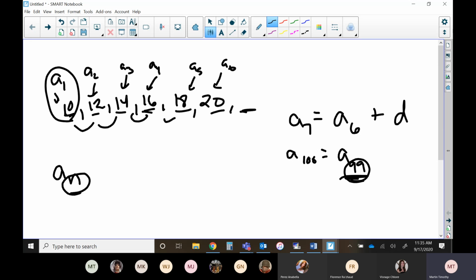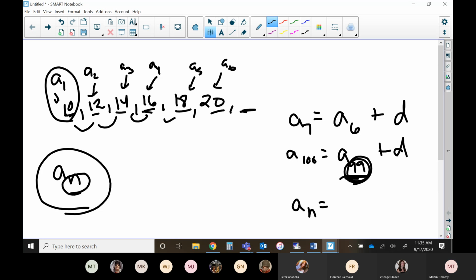Don't mix those up. So I'm going to go to the 99th term, or the term in front of that one, and I'm going to add the common difference. Yes? So let's go real generic. Instead of A100, do you see how that's really specific? What if I wanted AN? How would I describe that? How did I get from 100 to 99, guys?